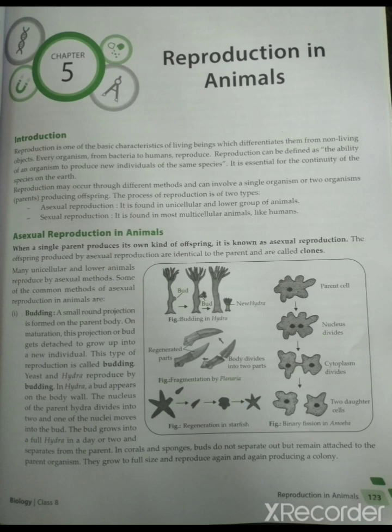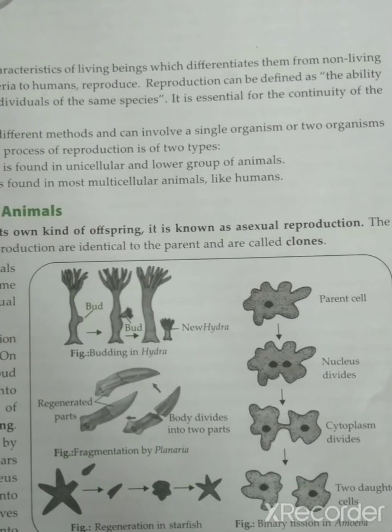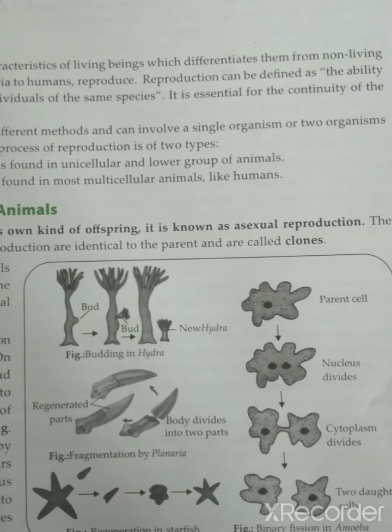Okay, multicellular animals also include some lower animals, where they will have a different level of organization, different level of organs, right? Okay, coming to asexual reproduction, you need to know the different types: budding, fragmentation, regeneration, and binary fission.